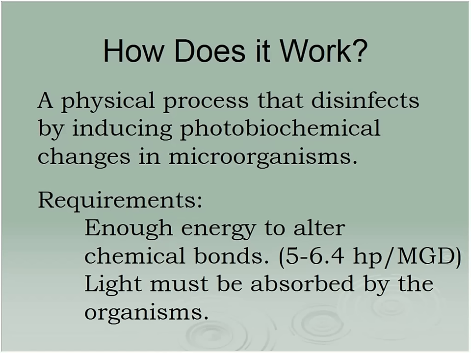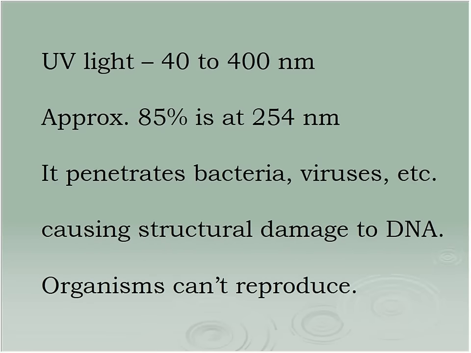But here's the difference. Nobody dies. Chlorine kills. UV doesn't kill anything. It's a physical process that inhibits the organism. You've got to have the right amount of energy to do it, and the light has to be absorbed by the organism. That's why you see so many bulbs in that channel. We talk about UV light. The range of ultraviolet light is 40 to 400 nanometers. The light that's effective for disinfection is about 254 nanometers. So the majority of the light emitted by these bulbs is in that range.